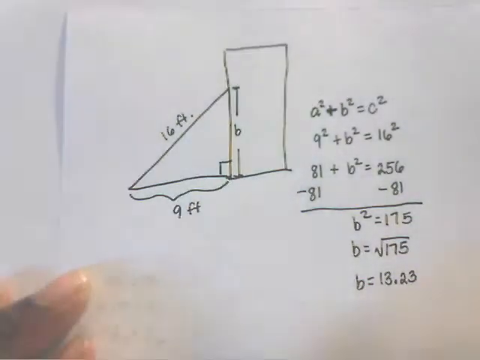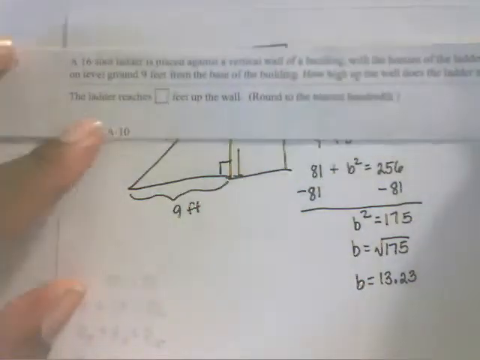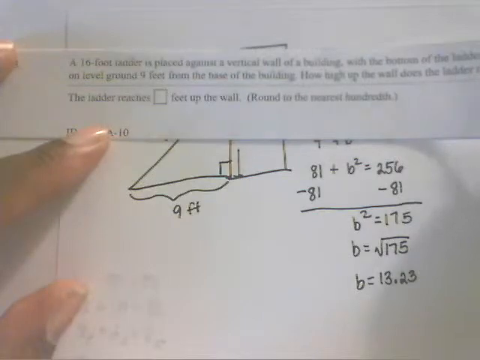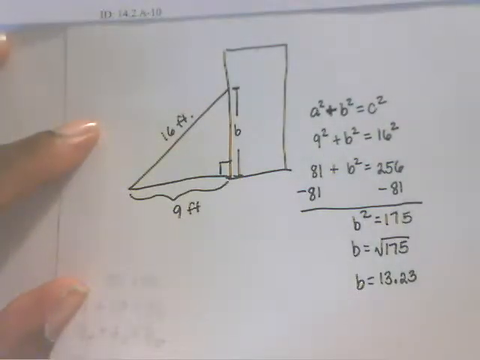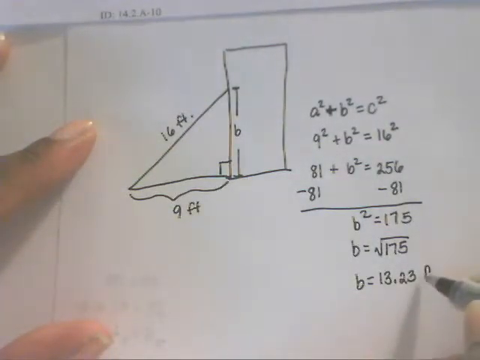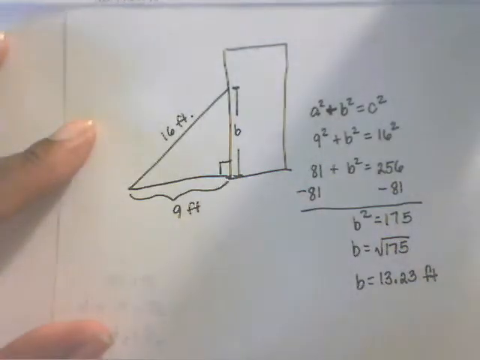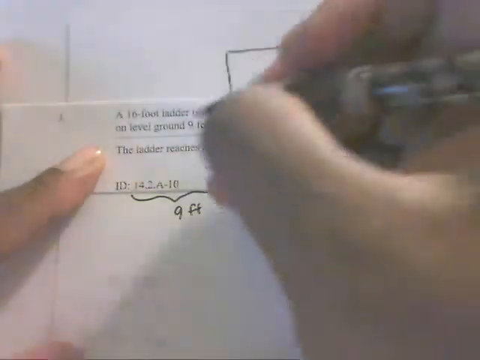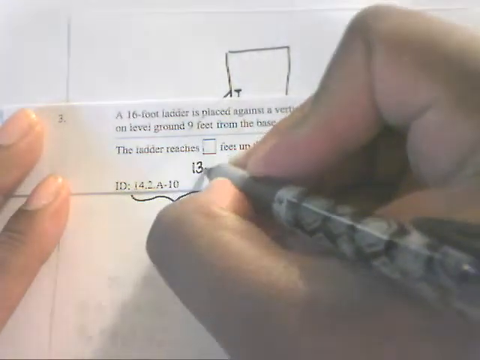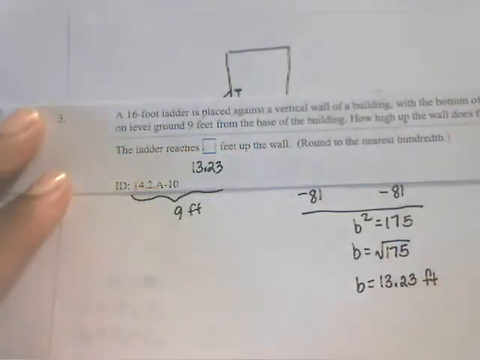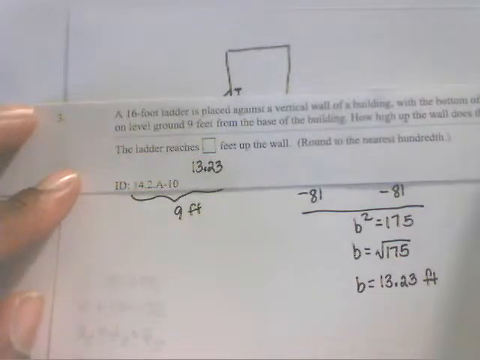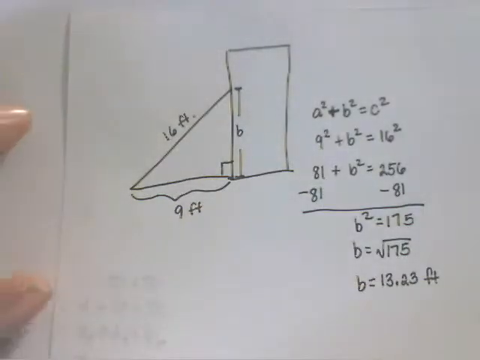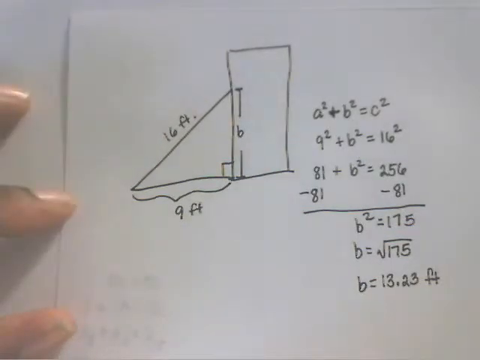Okay. Because in the answer, they want this to the nearest hundredth, or 2 decimal places. So it'll be 13.23 feet. Okay, so to answer that question, the ladder reaches 13.23 feet up the wall. So in some cases, this is how you'll have to set up that particular problem. Sometimes drawing a picture does help.